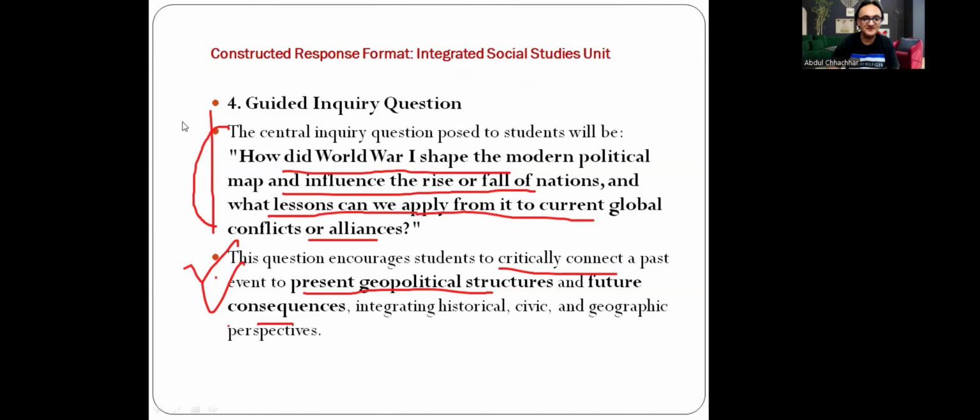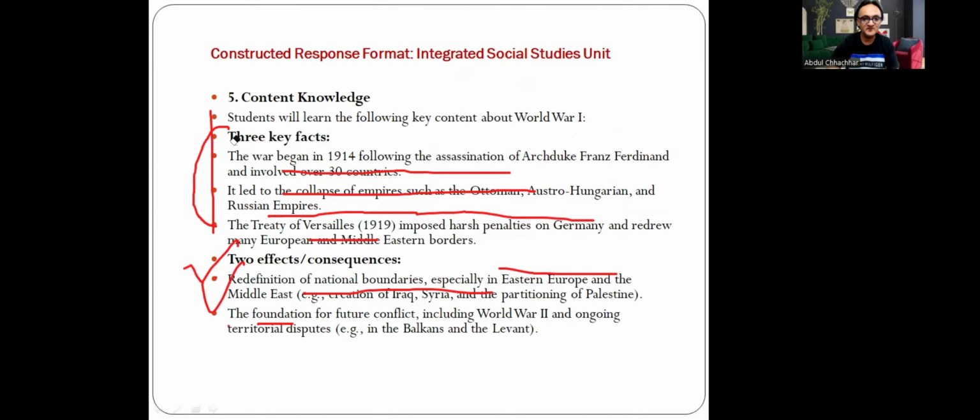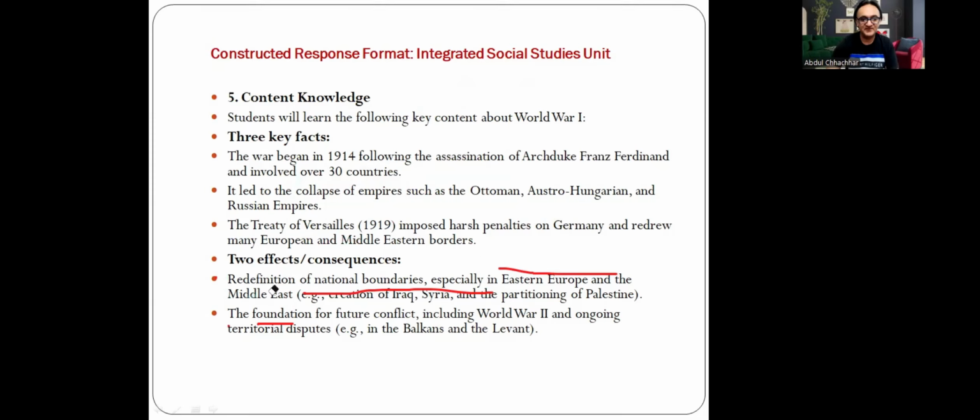Step number 5, content knowledge. As they said, the teacher must have the content knowledge. So in content knowledge, we have to relate 3 core concepts. Now, core concepts of what? The war began in 1914, an association that is the causes. It led to the collapse of empires and the Treaty of Versailles. This will help to examine that you know more about the content, about history.